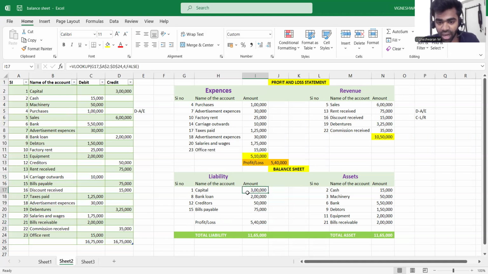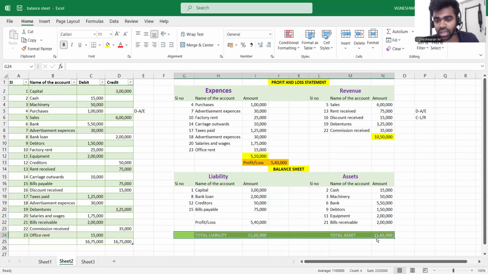Now, these four things, capital, bank loan, creditors, and bills payable, I'm taking from the table, along with this profit and loss. If I add all these five values, I'll get 11 lakh 65,000. Then if I add all the asset values, I'll also get 11 lakh 65,000. Thus, the balance sheet is balanced.